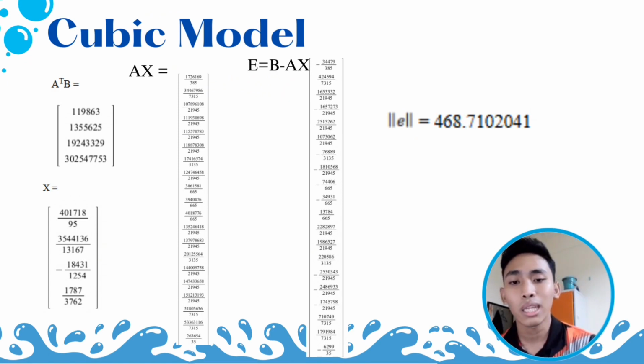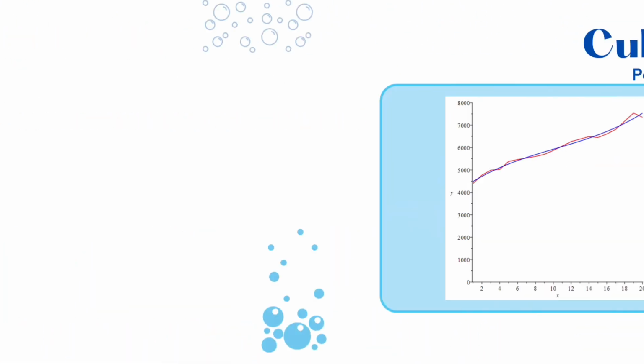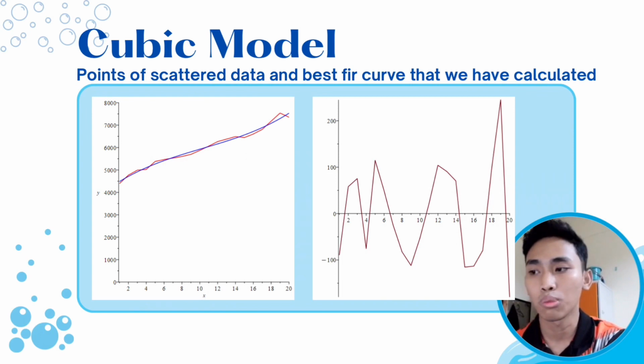So the last step is to find the error vector. So we square all our errors, and then we sum it and we take the square root. So we find our error vector, which is 468.7102. So we finish with our first procedure.